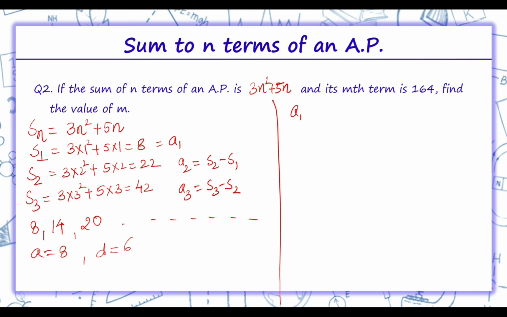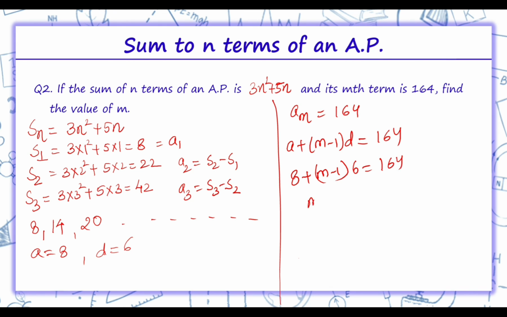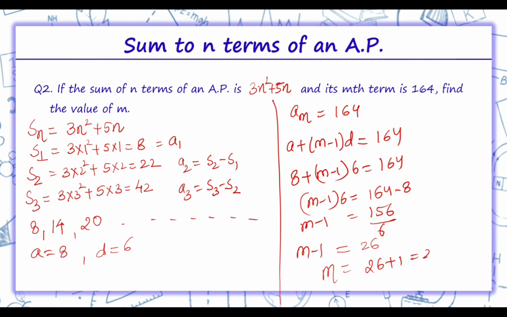Now we have to calculate m, because we are provided with the mth term. So here a plus m minus 1 into d, which we studied in part 1. We'll substitute the values of a and d. d is 6, 8 will go there. So 164 minus 8, we'll get 156 by 6. So when we solve it, 6 into 2, 12, 6 into 6, 36, m minus 1 is 26. So m is equal to 26 plus 1, which is 27.